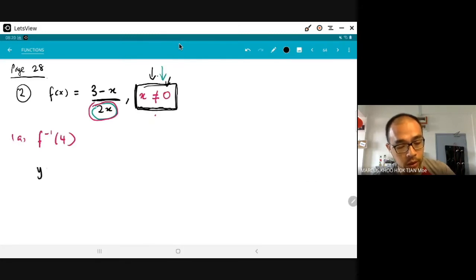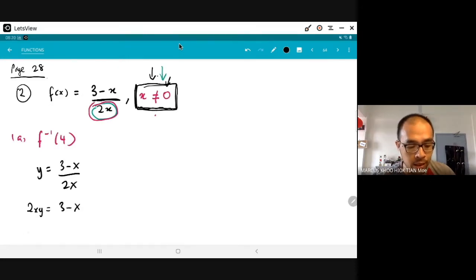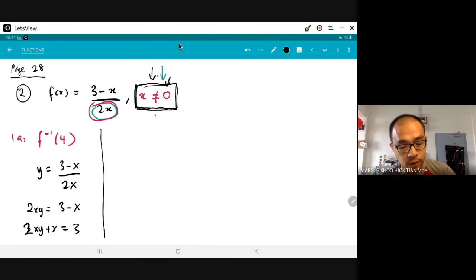If we follow the method you learned before, we let it equal y, then we rearrange. Okay, so we will get 2xy equals 3 minus x. Move x to the other side, 2xy plus x equals 3. Then factorize x out, x times (2y plus 1) equals 3. So x equals 3 over 2y plus 1.